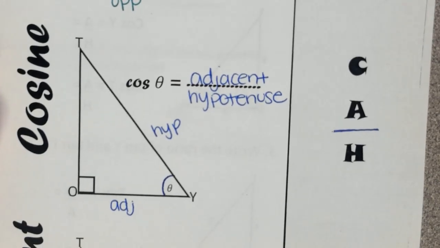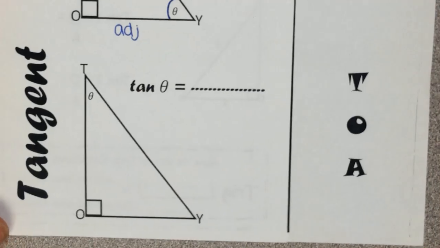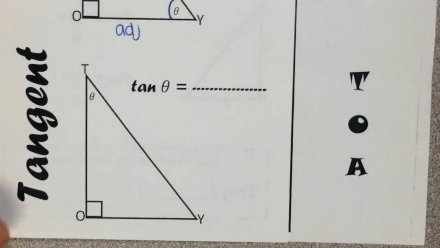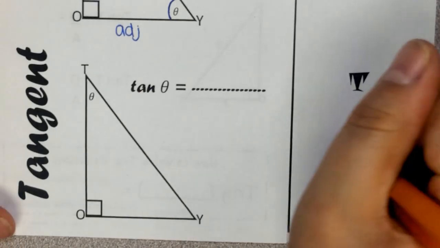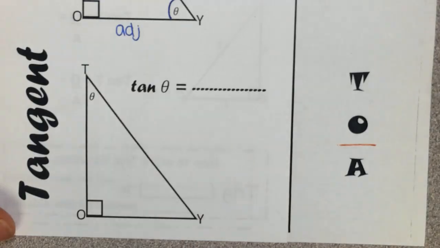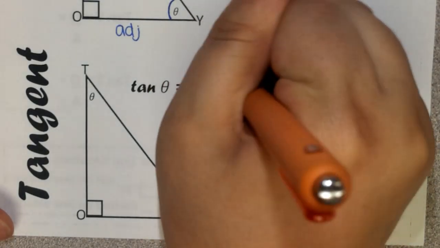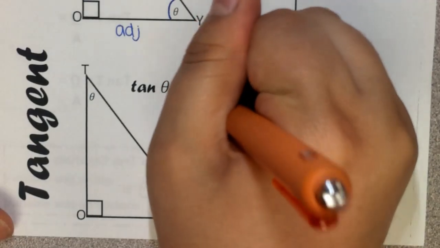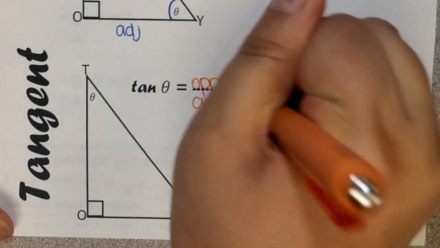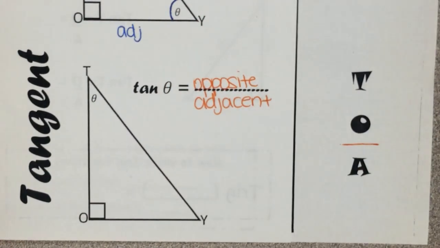Last but not least, we have TOA. Tangent. Everybody say tangent. TOA is my personal favorite. It is opposite over adjacent. To me, it's the easiest to identify because what does it not have? It doesn't have a hypotenuse. So you should be able to look at a triangle and say, oh, no hypotenuse, I know it's tangent.